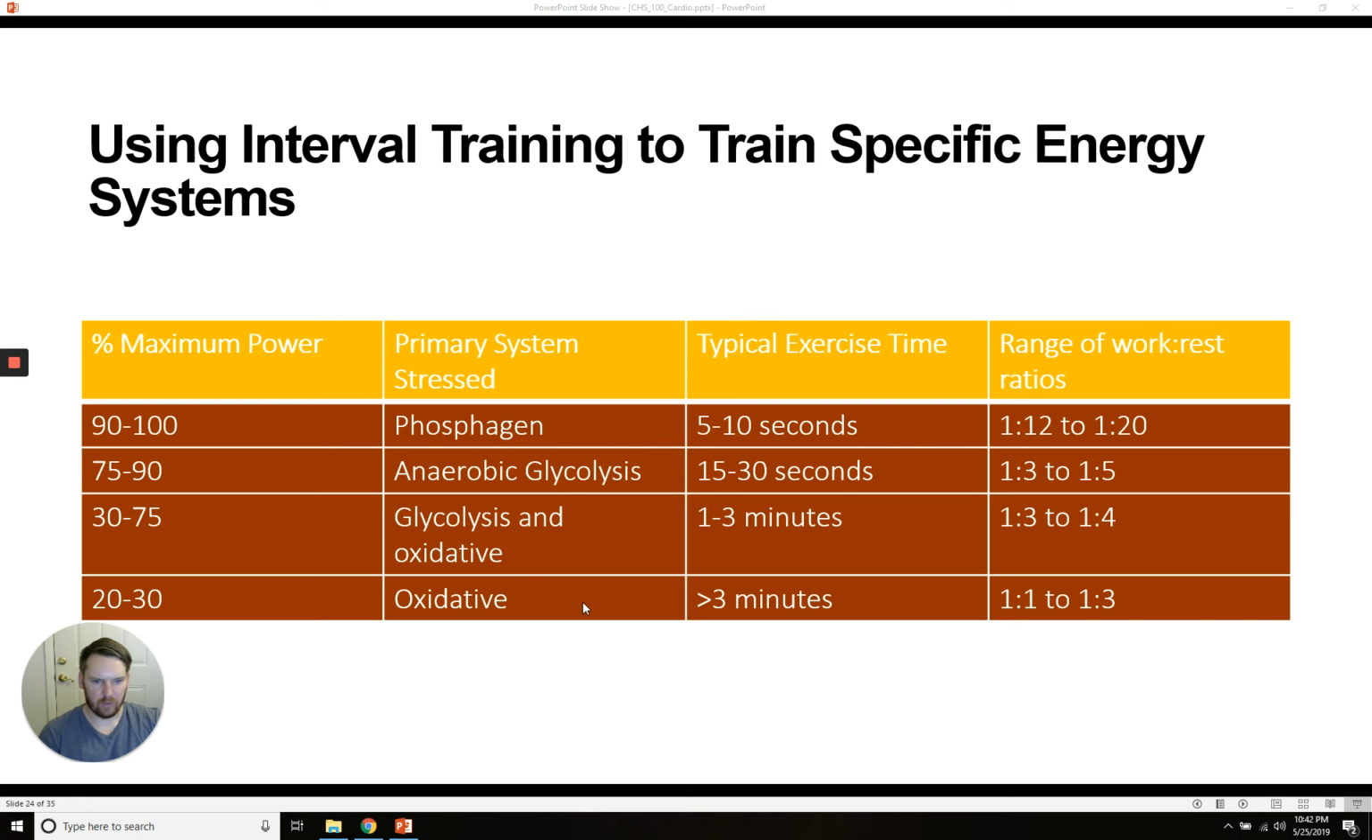Now, if you're training more for long distance events, if you're like a marathon runner, but you want to use some interval training that's specific, using more of an oxidative interval training would be more specific. So maybe running at a higher intensity than normal for 3 minutes, but then using a 1 to 1 or 1 to 3 work rest ratio.